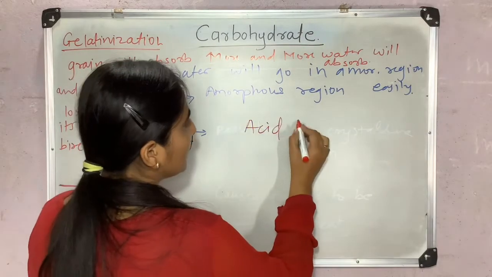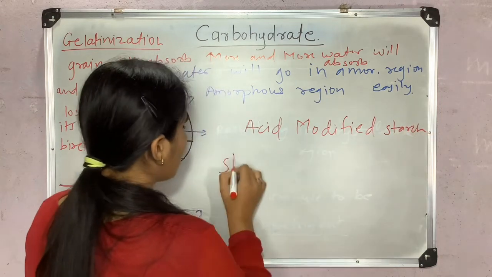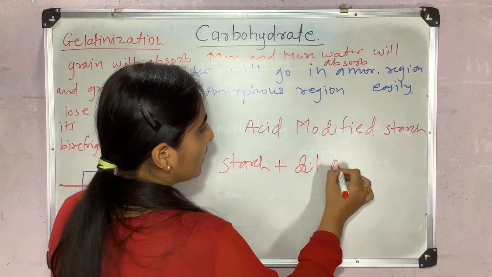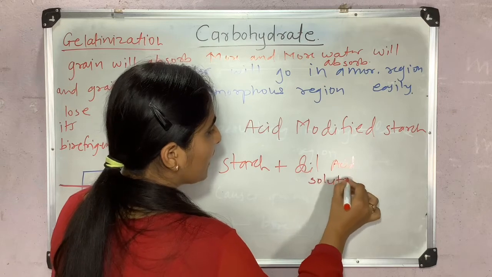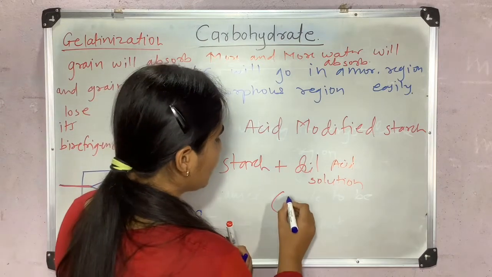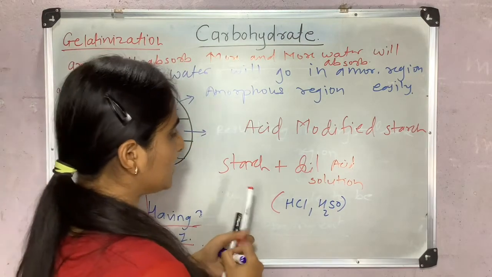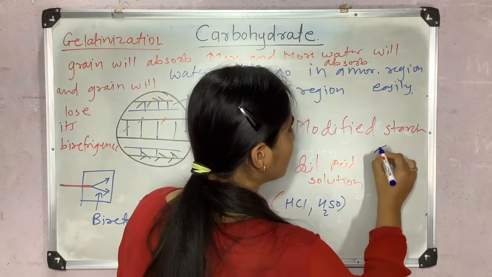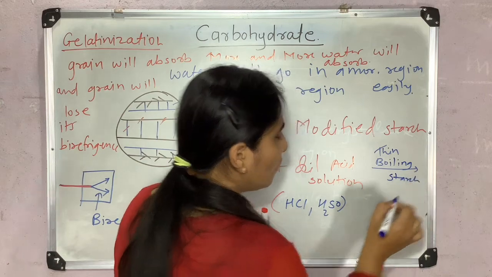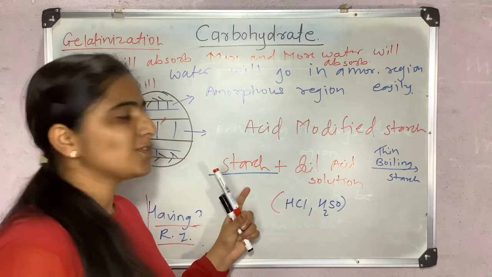What happens in acid modified starches? Starches are suspended in dilute acid solutions. That acid can be hydrochloric acid or sulfuric acid, HCl or H2SO4. This process is known as thin boiling of starches. What happens in this thin boiling? Glycosidic bonds present in starch molecules are broken.